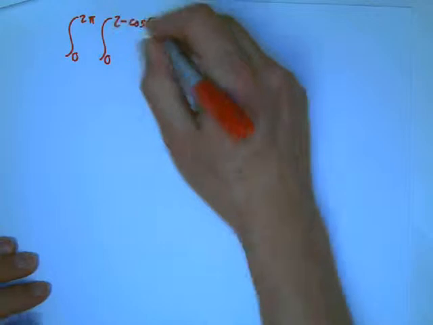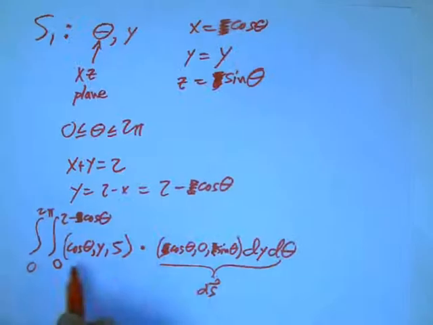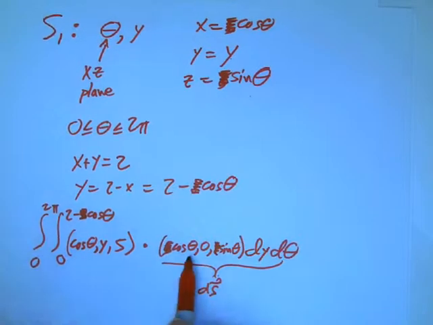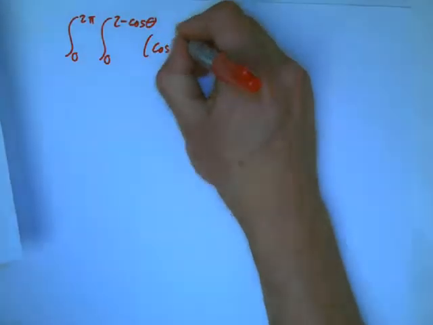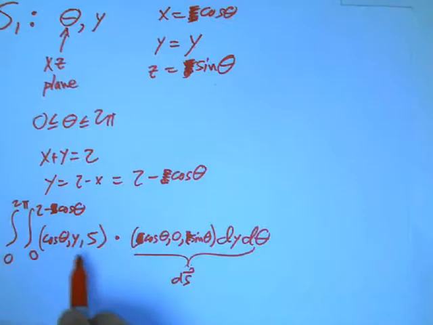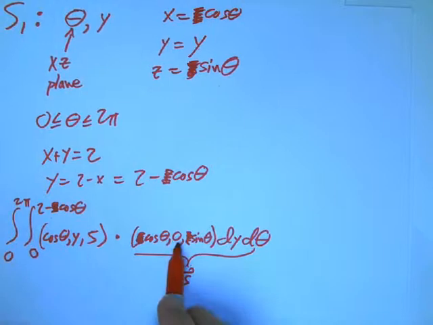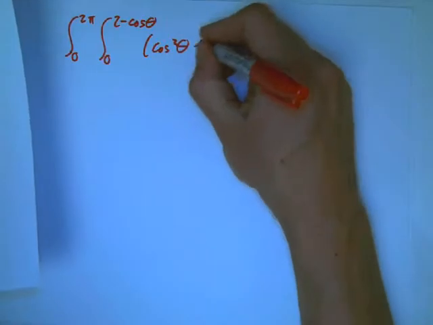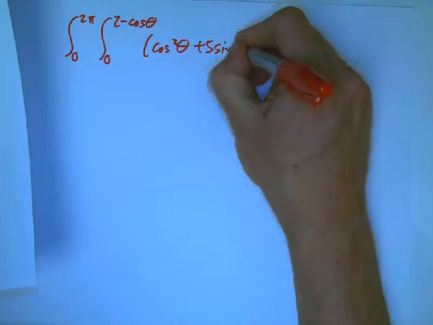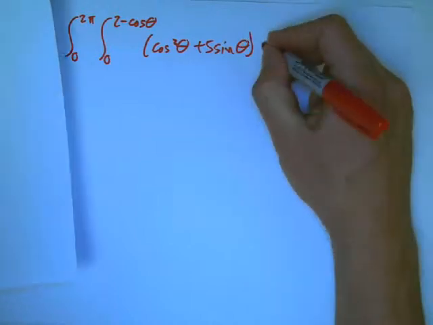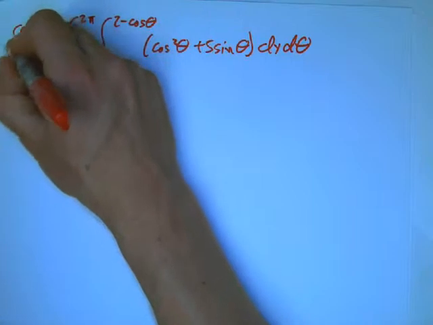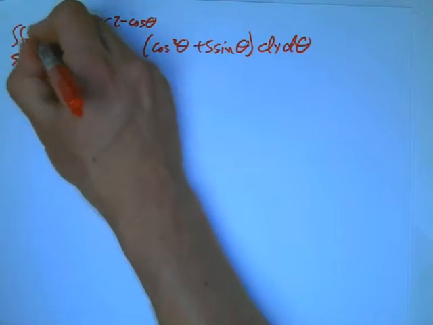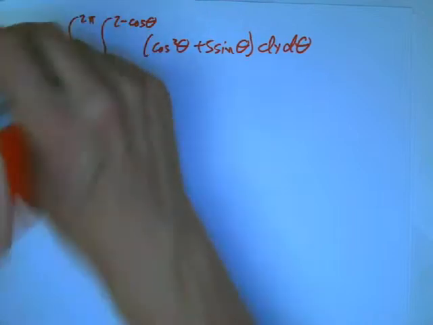When I do this dot product, I get cosine squared theta. The y happens to not match with anything, and then plus 5 sine theta, dy d theta. So that's the integral over S1. That's the flux over S1, that cylindrical piece.